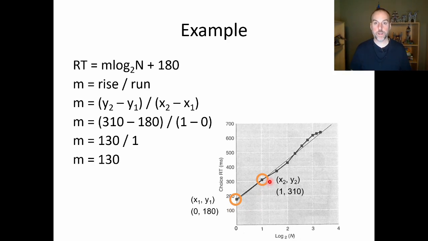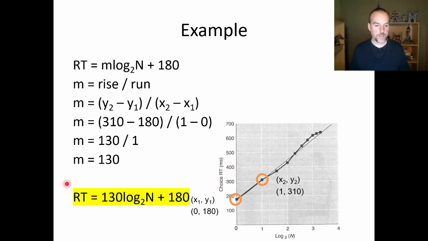So our slope is 130. We're going to put that into the equation that we had already solved 3 of 4 of the variables, and that is our final answer. That is the Hick-Hyman equation for these data.